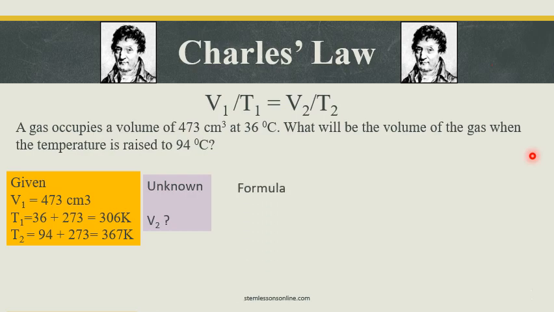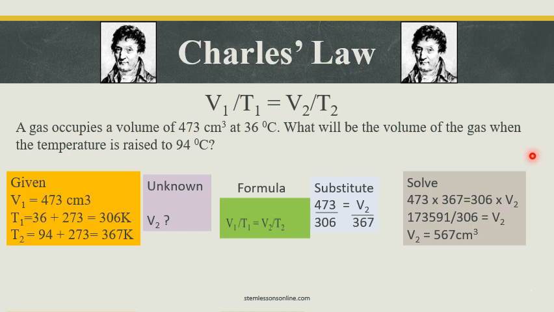Now let us substitute in the formula V1 over T1 equal V2 over T2. When you substitute, you can solve it just by cross multiplication, correct? So when you solve it, you will get 567 centimeter cube. That is the unit given in the question for V1, so we will put that unit here as well.